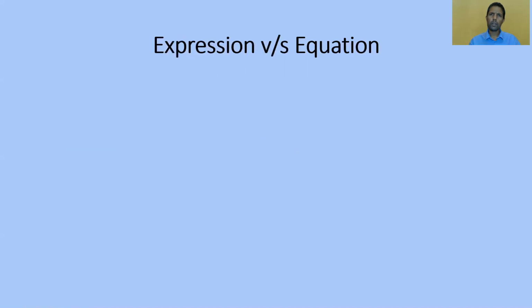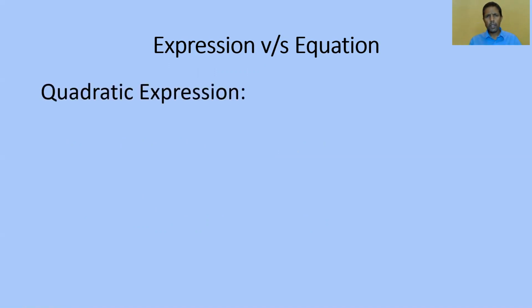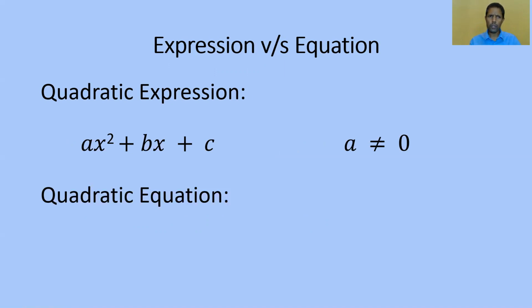Now, what is the difference between an expression and an equation? A quadratic expression is of the form ax squared plus bx plus c, where a cannot be 0, whereas a quadratic equation is of the form ax squared plus bx plus c equals 0, where a cannot be 0. So in an expression, there is no equal to sign, whereas in an equation, there is an equal to sign.